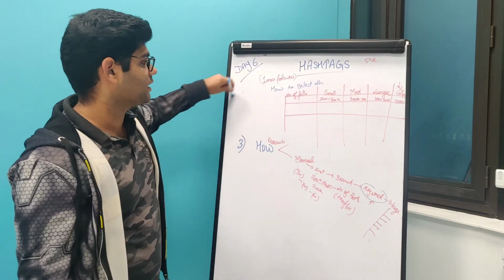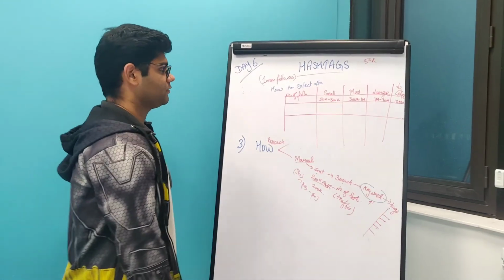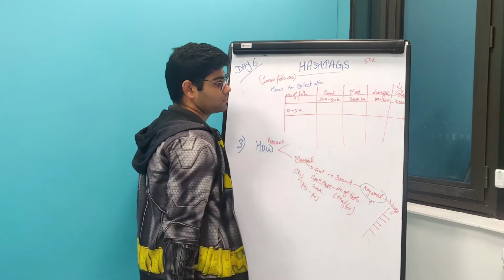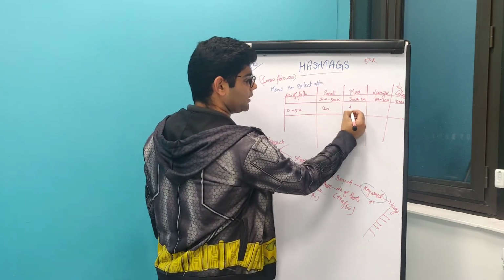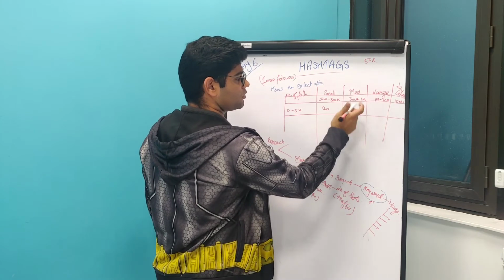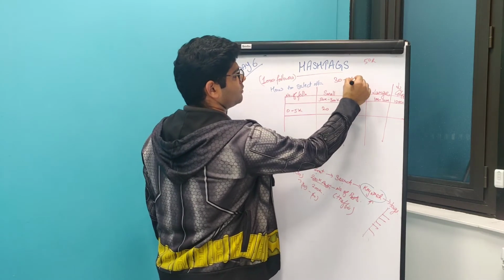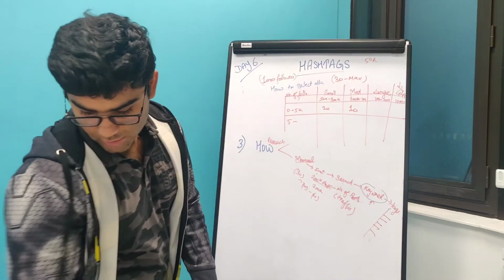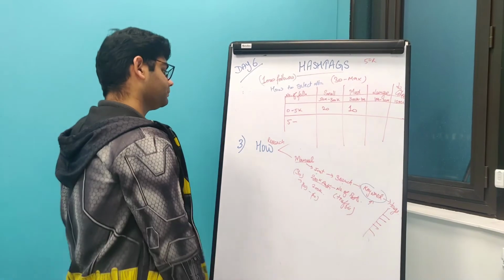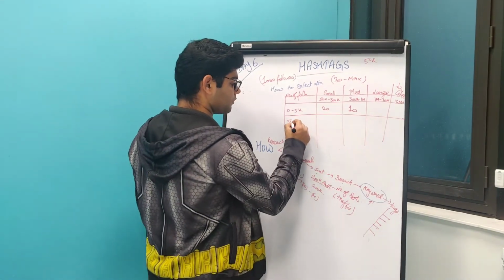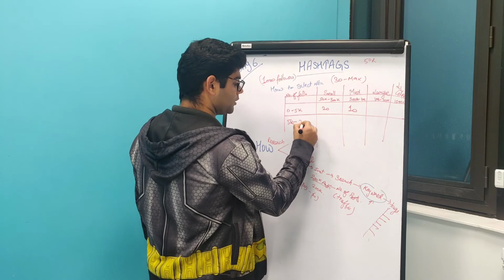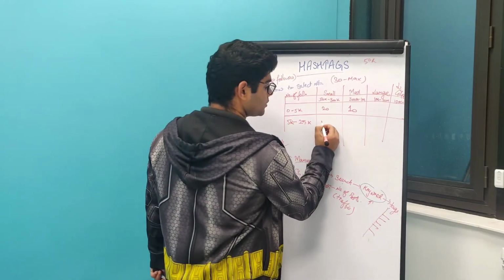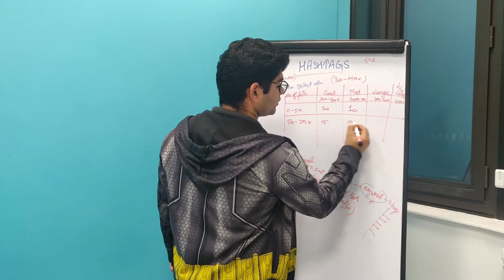So what are these things? Number of followers. How many followers? If it's 0 to 5k, you have to use 20 small and 10 big, because you can use 30 at max. If you're between 5k and, let's say, 25k, use 15, 10, 5.